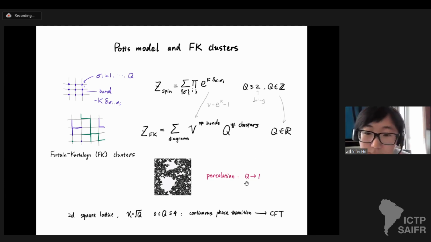And in particular, for the limit Q goes to 1, it describes the percolation problem. And on the two-dimensional square lattice, for this parameter v here taking the critical value square root of Q, for Q between 0 and 4, there is a continuous phase transition, which is described by a CFT.